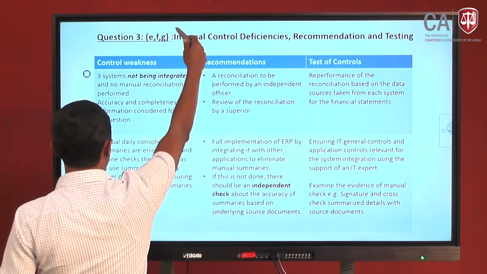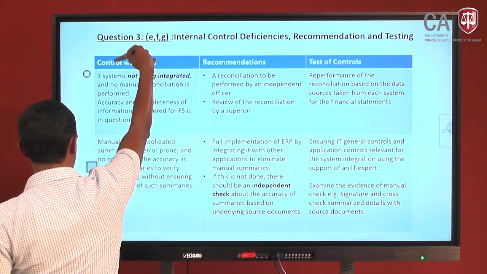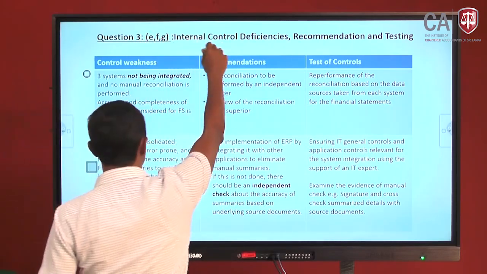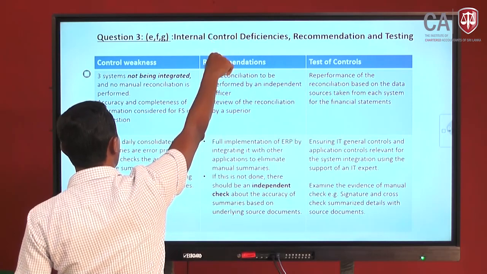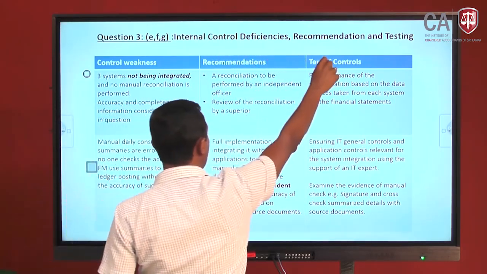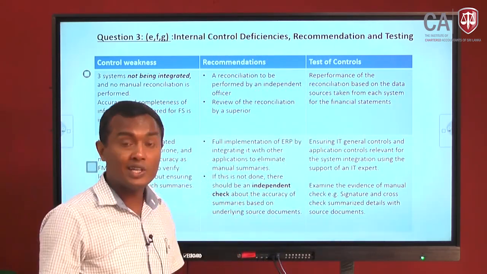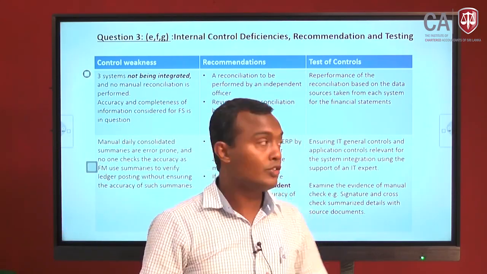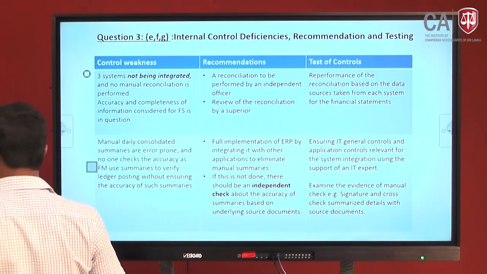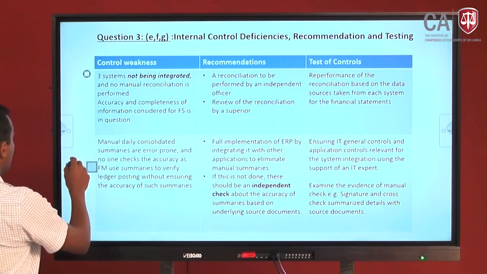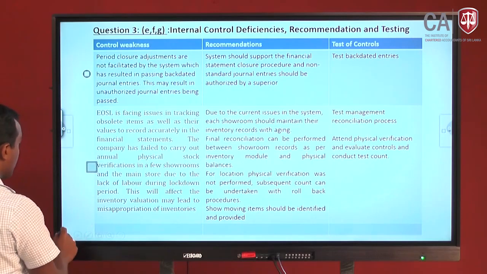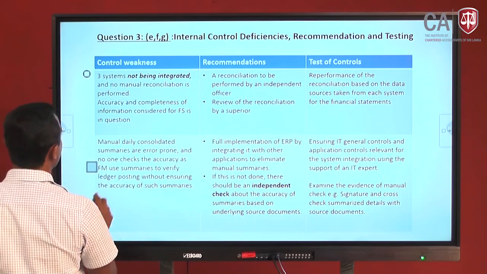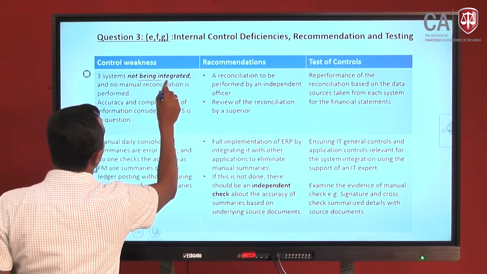So, there is part E, they say, describe what is the weakness. Next, part F says recommend improvement. Third one, G, says how do you test, assuming management has done this change. So, based on that, what we can identify, the point that I already mentioned to you, is that the 3 systems are not integrated.